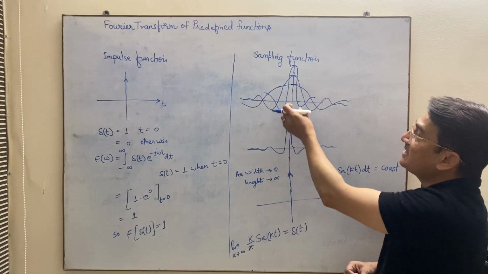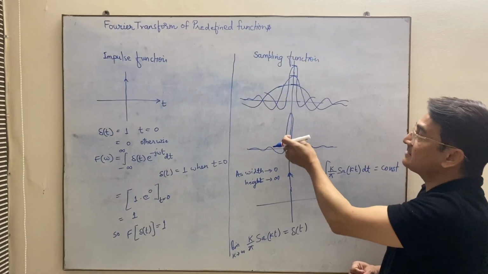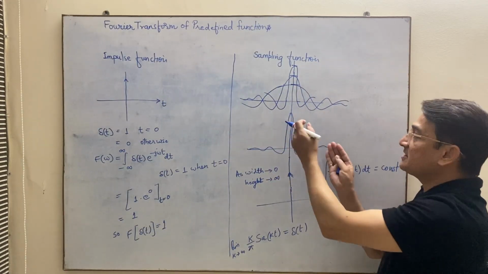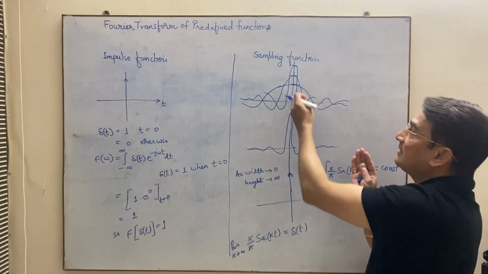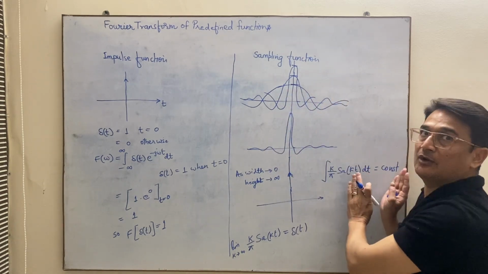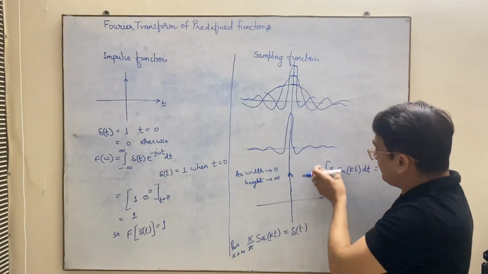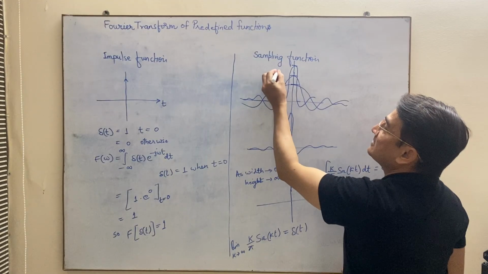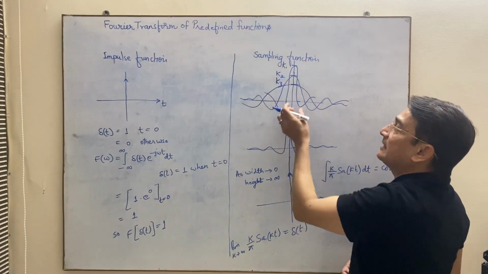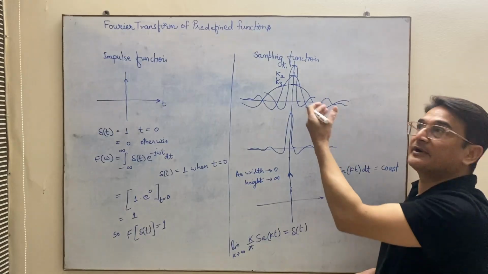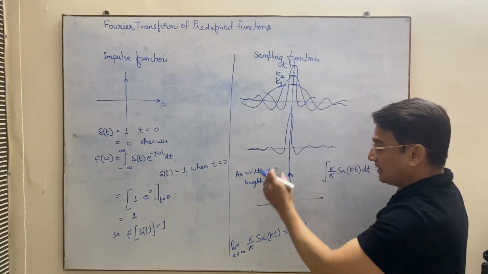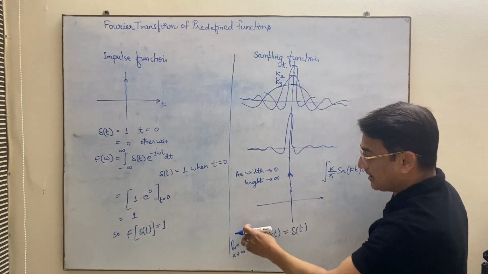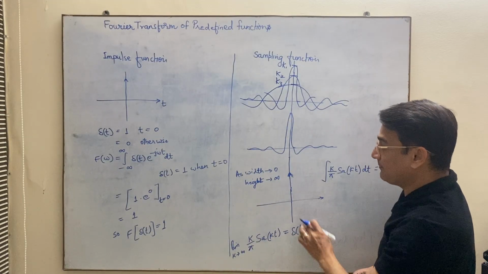How will it remain constant? Because if the width decreases, height increases. If the height decreases, width increases, because you need to keep the area under the sampling curve at a constant value. So there will be a certain limit when this is your k3, this is your k2, this is your k1. That means height is basically denoted by different values of k. There will be a time where this k tends to infinity. Then k by pi sampling of kt will become delta t.